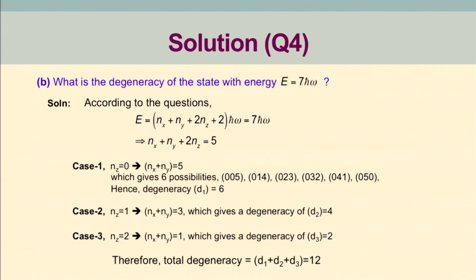And I hope you understand that each of these combinations, for example in case 1, these 6 combinations, although they give me the same energy value, the energy eigenstates for all these 6 cases will be different.